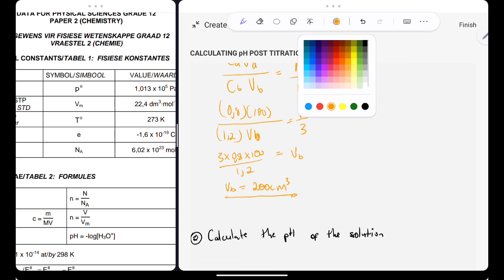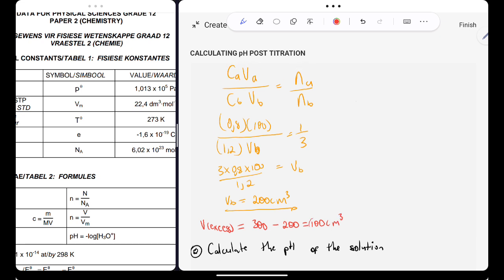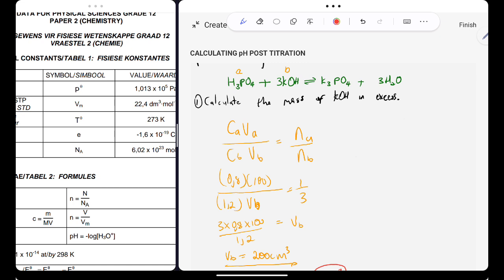Let me change the color. The volume in excess is simply 300, which was the initial volume, minus the volume which completely neutralized the acid. I'll get 100 cubic centimeters. So this is the amount of volume of my base which was in excess. Are you together?